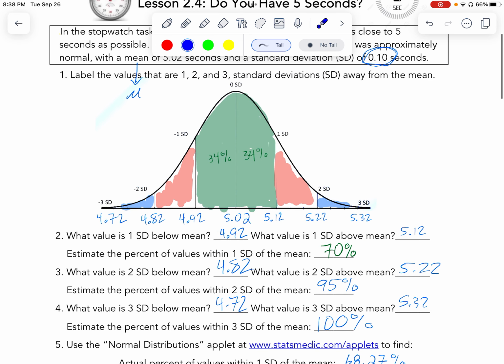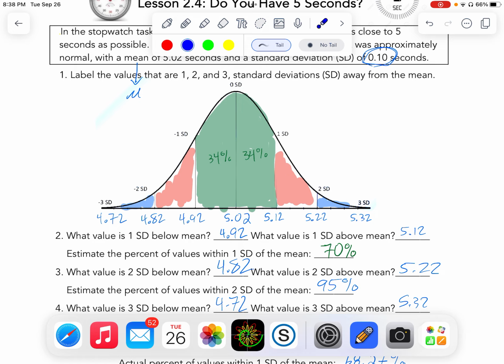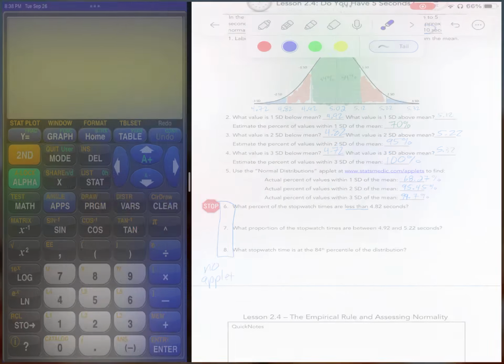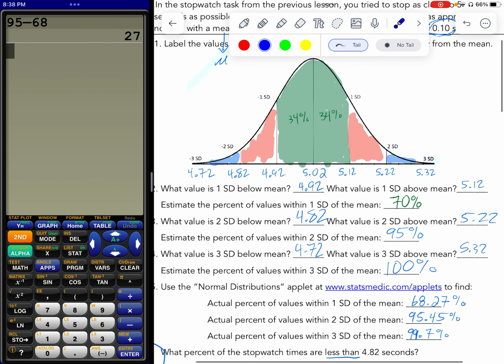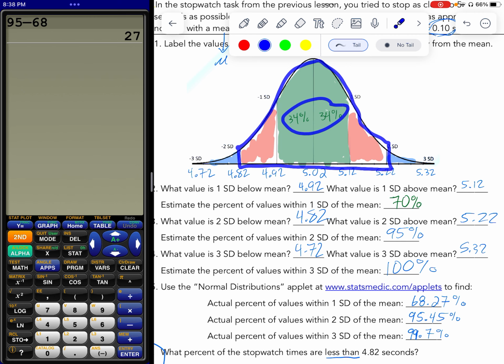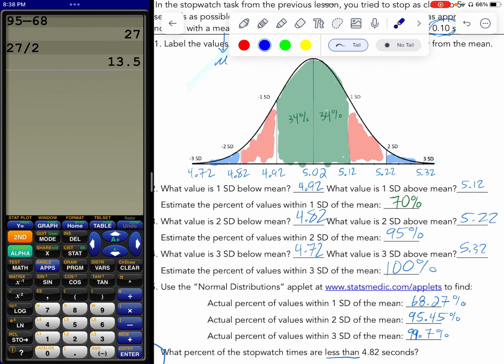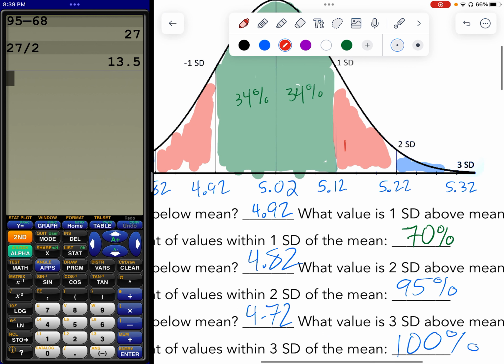Okay, so calculator time real quick. What is 95 minus 68? That is 27. So meaning, I took 68 away from this. I knew that this whole thing was 95. So the two red areas make 27 combined. So if I divide them by 2, it tells me the area of each red area. So the red is each 13.5%.